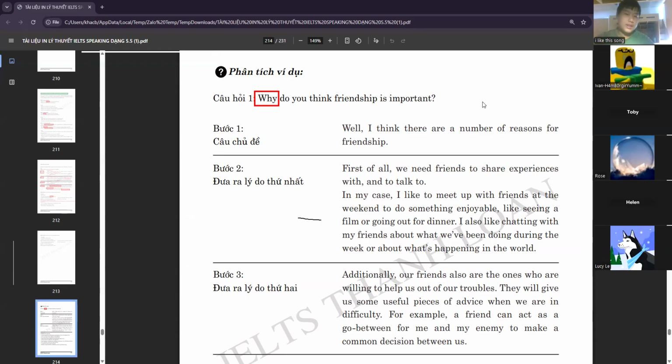Well, I think there are a variety of reasons why friendship is important. First and foremost, friends are indispensable to our lives, so we have somebody to talk to. Whether it is going to dinner or watching a movie or just doing anything enjoyable on the weekends and maybe even weekdays, meeting up with my friends usually keeps a smile on my face.